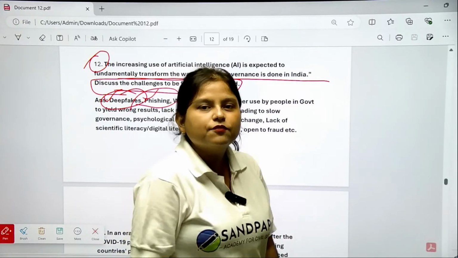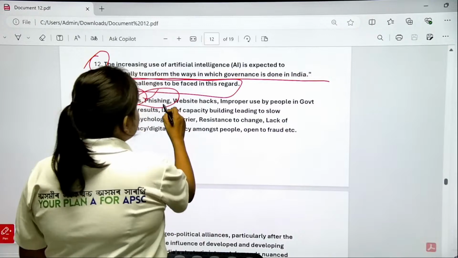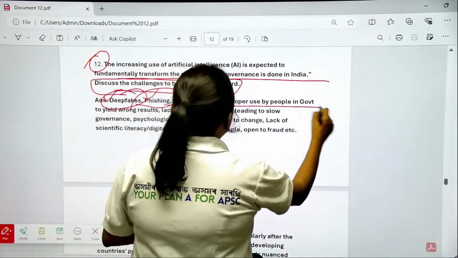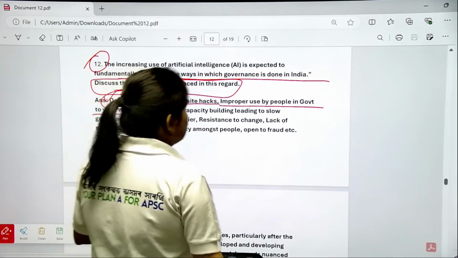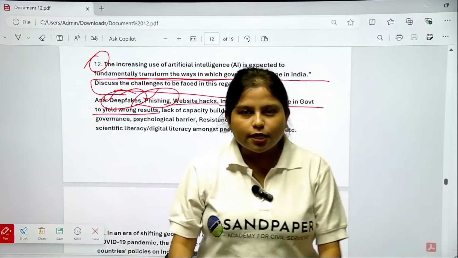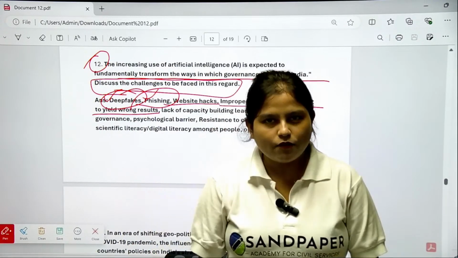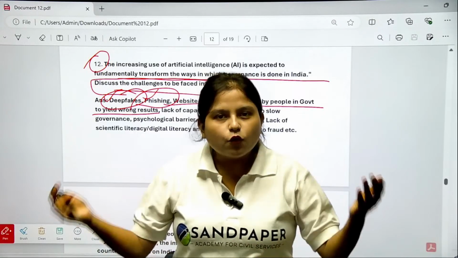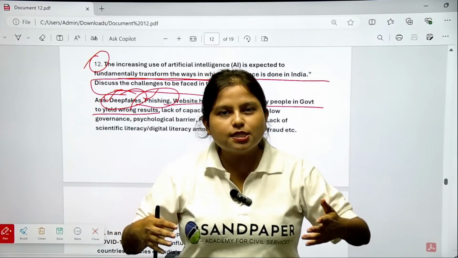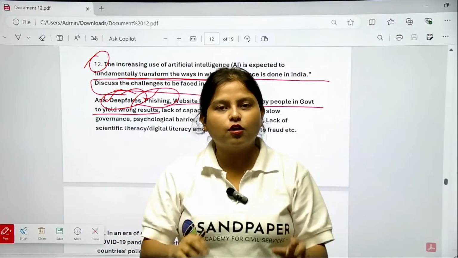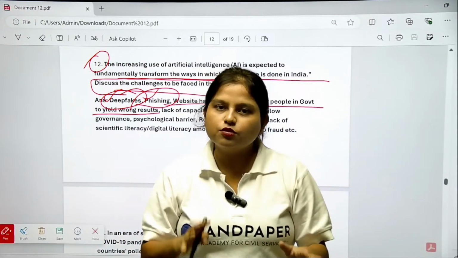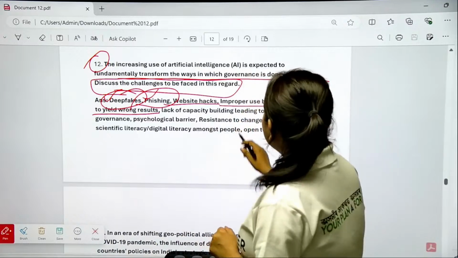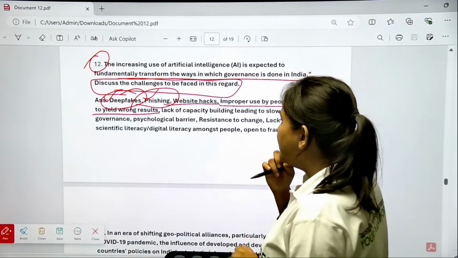That is phishing. Website hacks, improper use by people in government to yield wrong results. Not everyone in the government is a technological geek. Some have 2 years left for retirement. Of course, you cannot suddenly put them inside AI and tell them to use AI. Even if they use AI, they will make mistakes. What is that? That is improper use by people in government to yield wrong result.